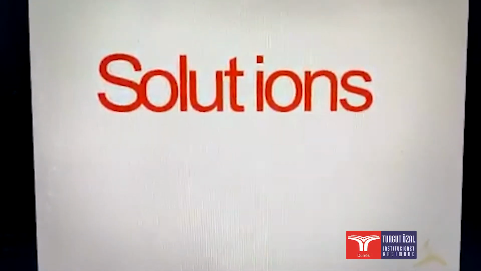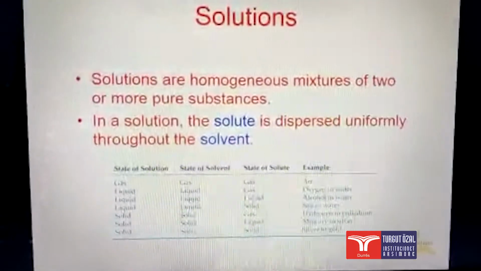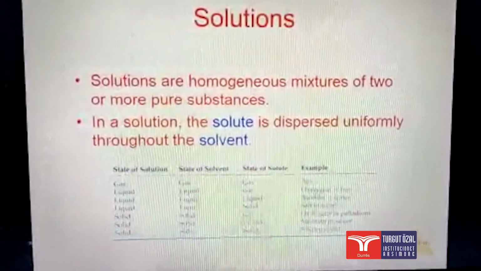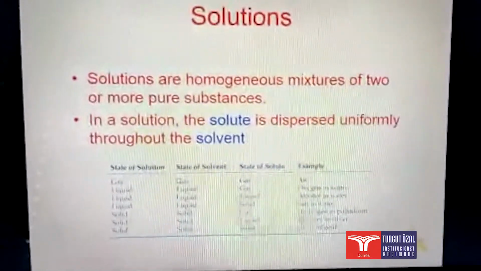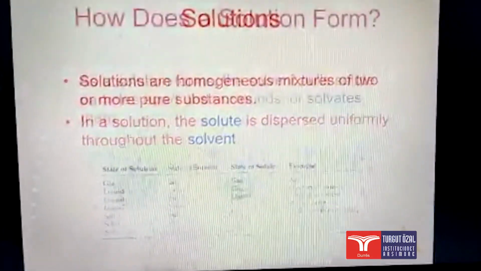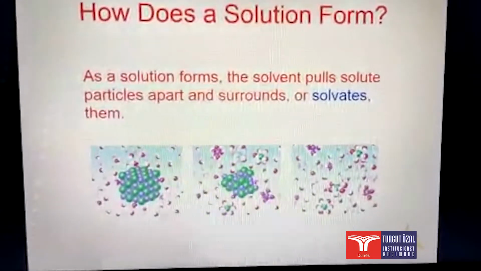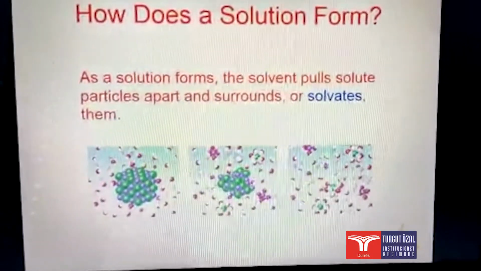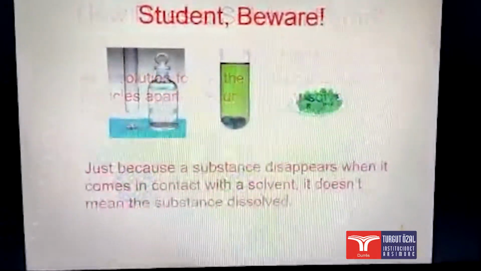Everyone, today's lesson will be solutions. What are solutions? Solutions are homogeneous mixtures of two or more pure substances. In a solution, the solute is dispersed uniformly throughout the solvent. How does a solution form? As a solution forms, the solvent pulls solute particles apart and surrounds or solvates them.